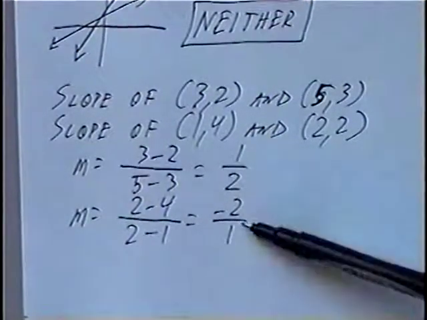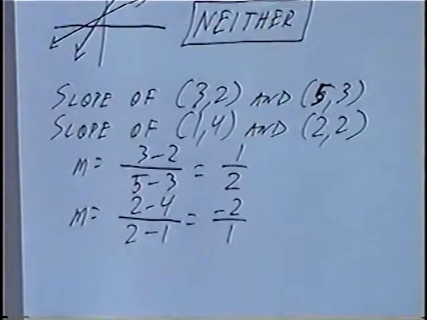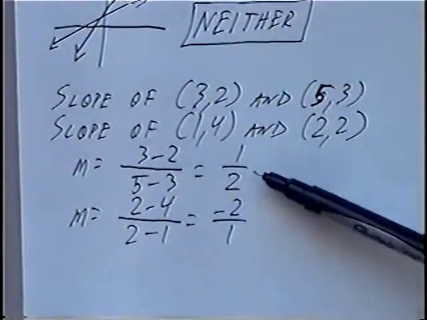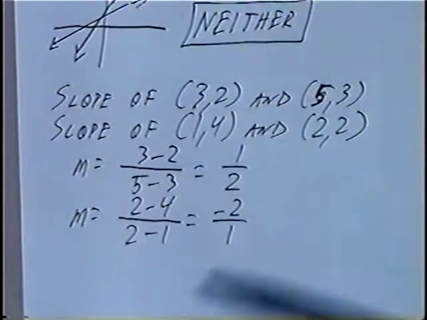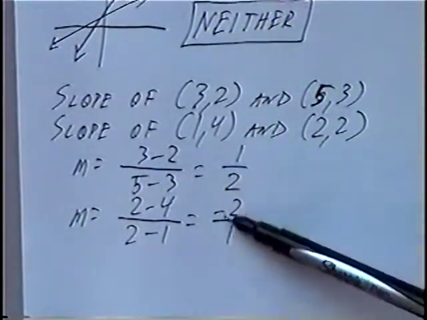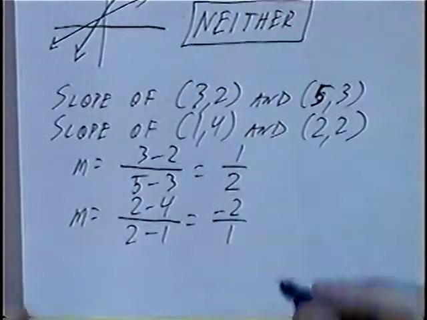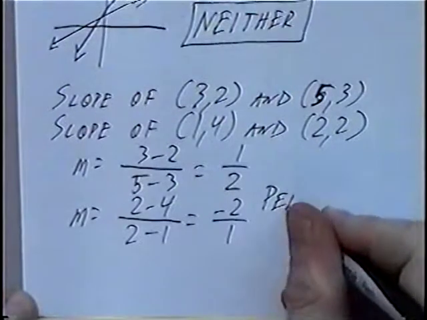These are not parallel since they're not the same. To be perpendicular, they have to be opposite reciprocals. One is positive, one is negative, so they're opposites. The reciprocal would be the same fraction flipped upside down. 1/2 is the reciprocal of 2/1. So these points would be perpendicular.